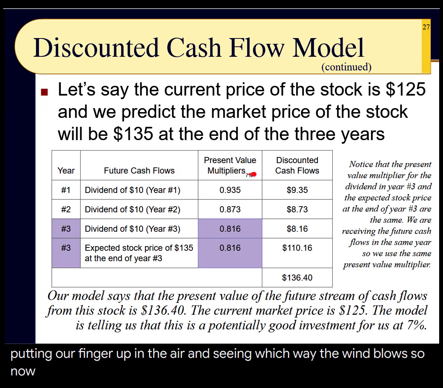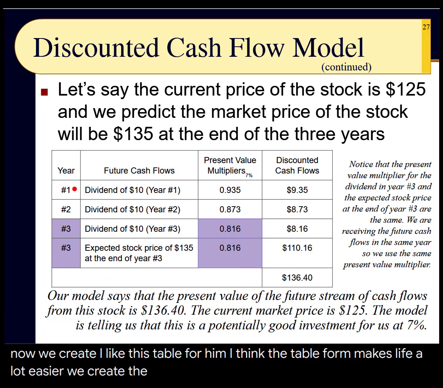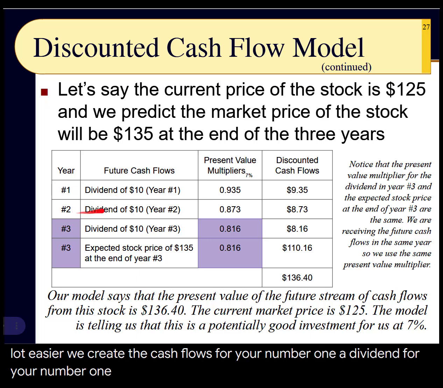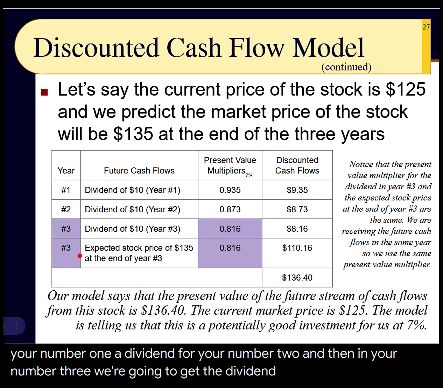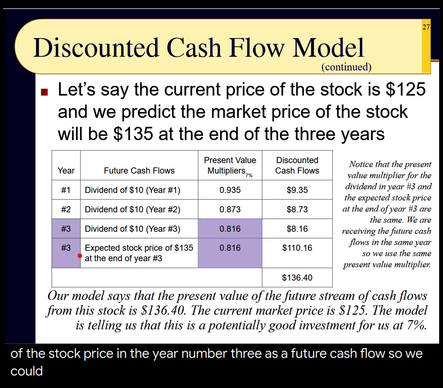So now we create, I like this table form. I think table form makes life a lot easier. We create the cash flows for year number 1, a dividend for year number 1, a dividend for year number 2, and then in year number 3, we're going to get the dividend, plus we're going to think of the stock price in year number 3 as a future cash flow. So we could sell that stock at $135 at the end of 3 years.